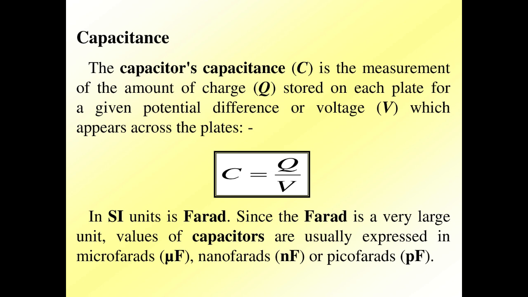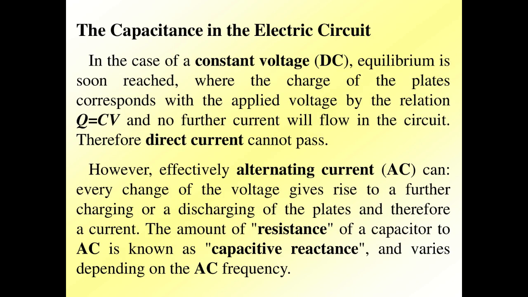Capacitance. The capacitor's capacitance, C, is the measurement of the amount of charge, Q, stored on each plate for a given potential difference or voltage, V, which appears across the plates. C is equal to Q over V. In SI units it is the farad. Since the farad is a very large unit, values of capacitors are usually expressed in microfarads, μF, nanofarads, nF, or picofarads, pF.